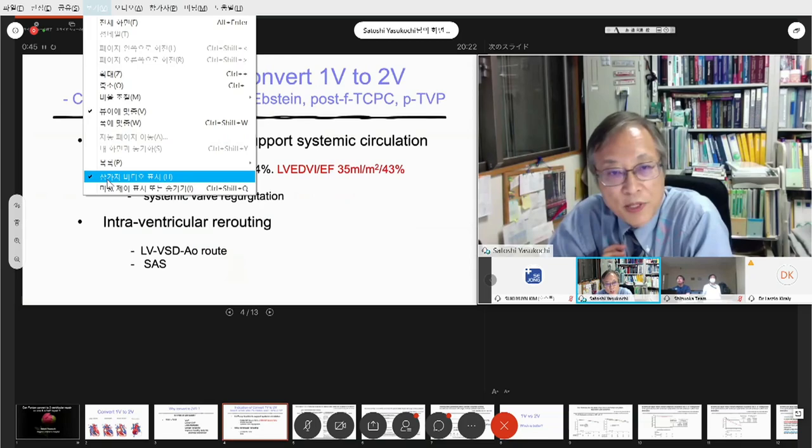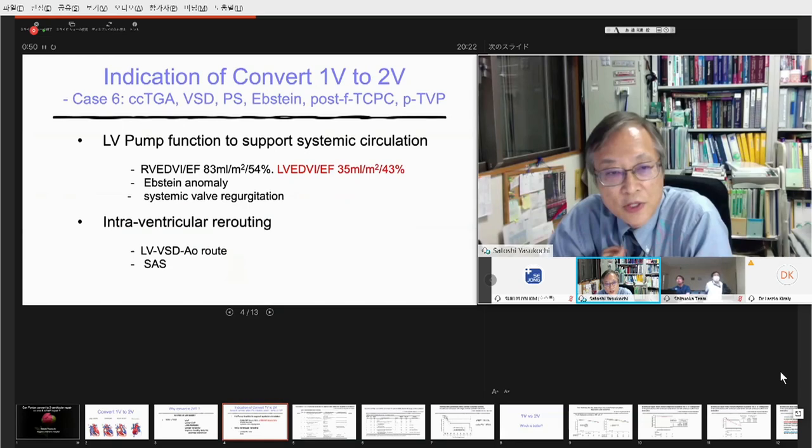One is LV pump function to support the systemic circulation. In this case, the LV EDV was about 35 cc per square meter, which is a little bit small, and the ejection fraction is less, about 43%, which was decreased. Plus there is an anomaly in the tricuspid valve with regurgitation. And another issue is intraventricular rerouting.